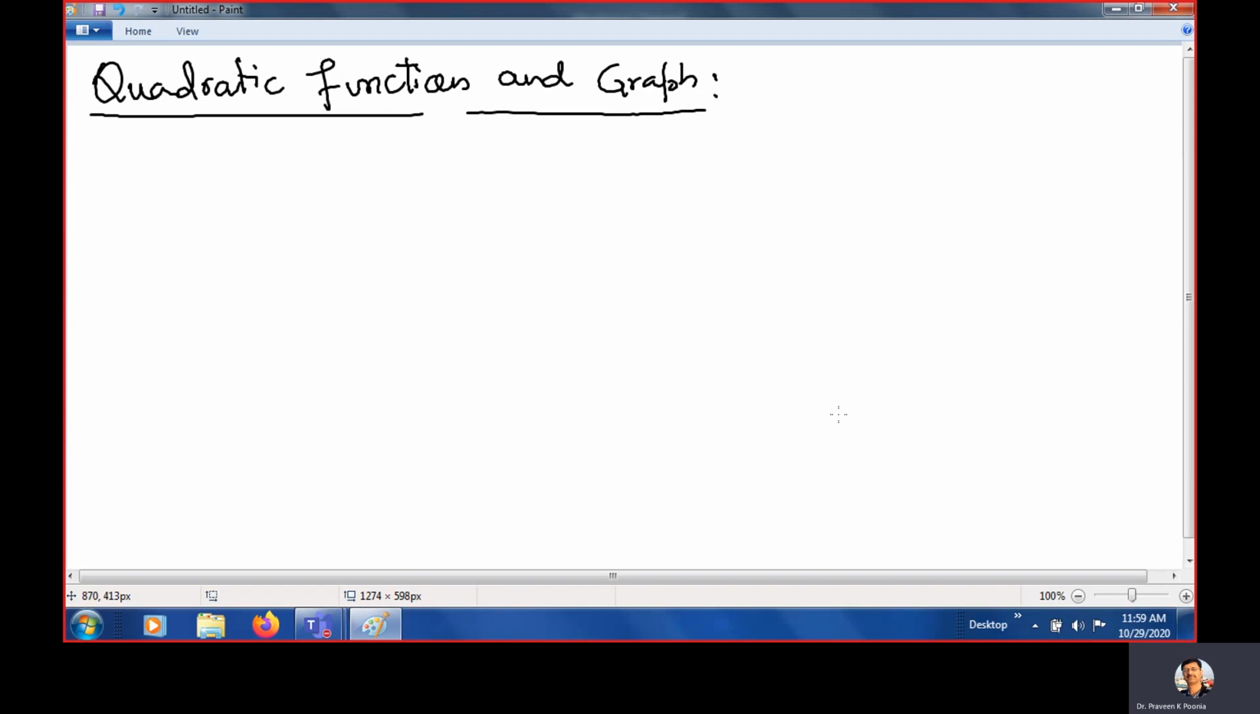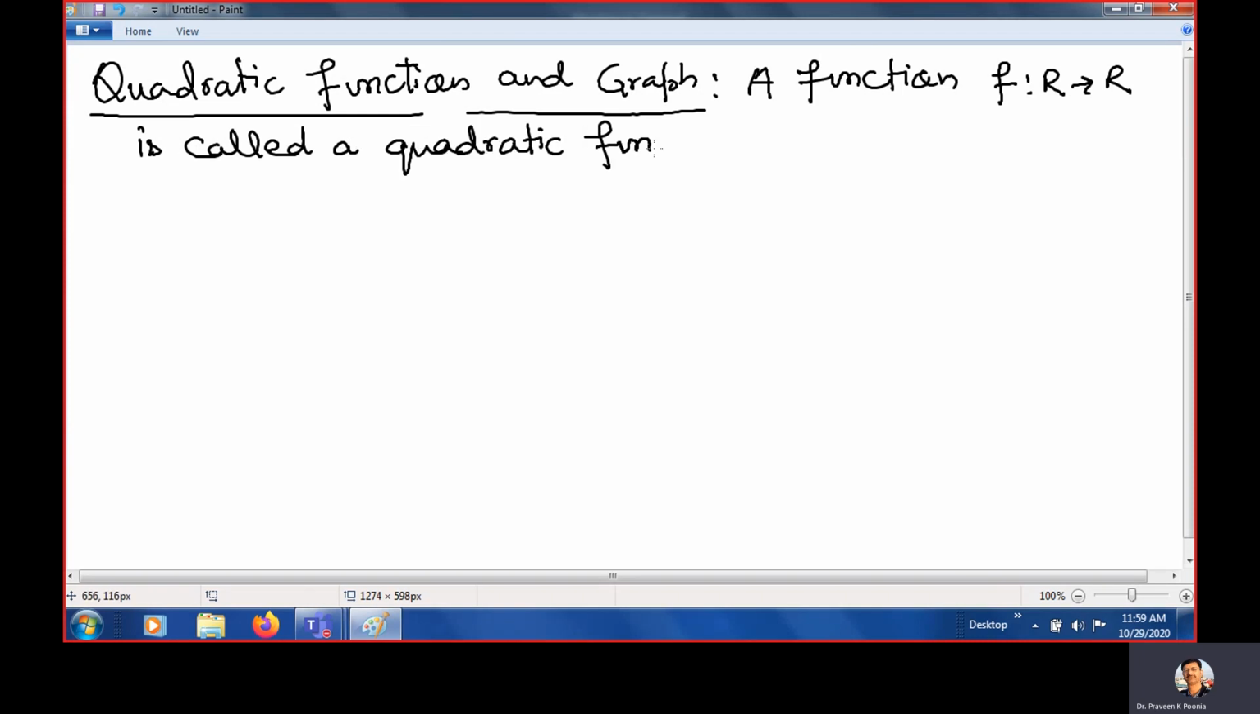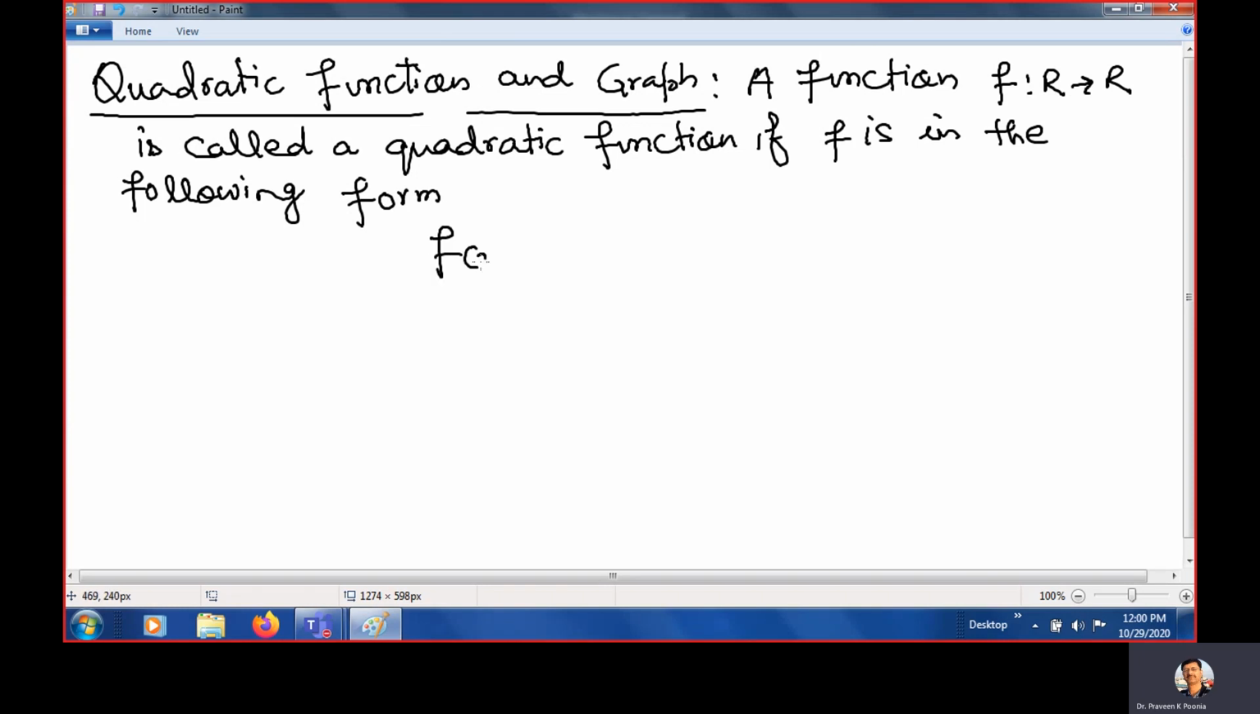So the first question is, what is a quadratic function? A function f from R to R, that is, from real numbers to real numbers, is called a quadratic function if f is in the following form: f(x) = ax^2 + bx + c, where a, b, c are all real numbers.